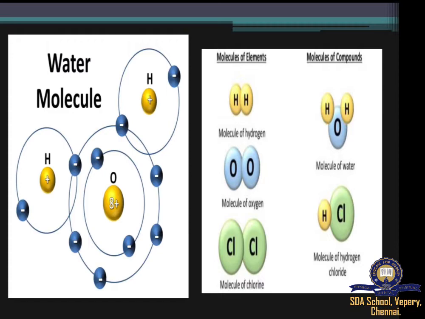There are molecules of elements, as well as molecules of compounds. A molecule of an element means the same kind of atoms will be there. A molecule of a compound means different elements will be there. HCl, H2O.